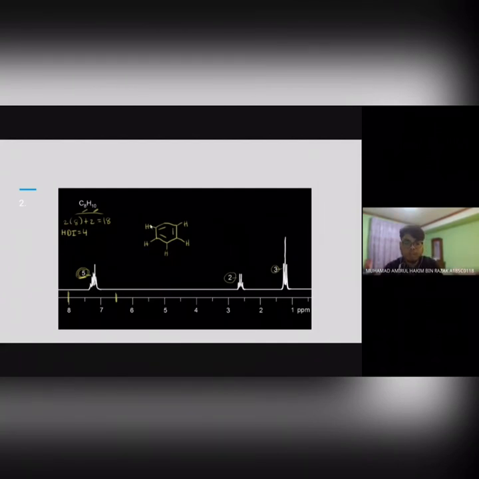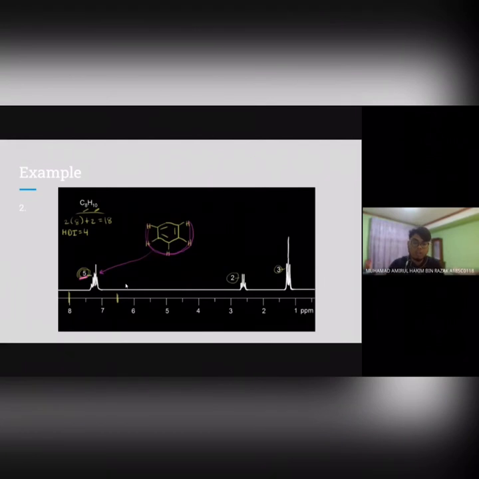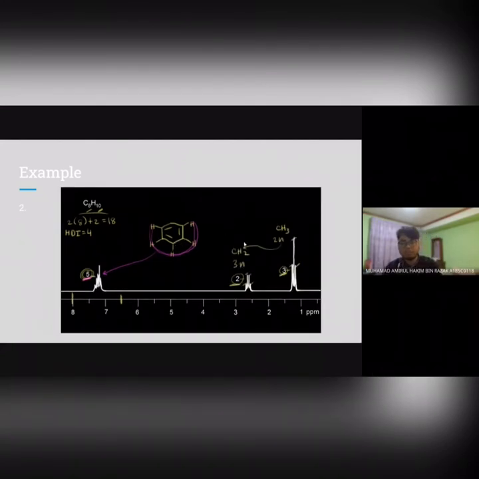Walaupun hidrogen ni pada lain-lain environment, tetapi kita neglect benda tu sebab dia pada peak yang sama, maksudnya dia pada range yang sama. So tak ada masalah. So itu untuk peak yang pertama. Okay, ni yang seperti saya cakap tadi, walaupun dia ada lain-lain environment, contohnya ni carbon lain, tapi disebabkan dia pada environment aromatic, so kita neglect dan ini sahajalah hidrogen yang ada. Okay, so next kita akan ke peak yang seterusnya, peak yang kedua.